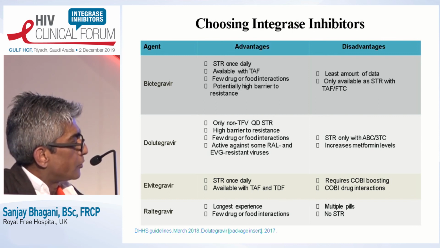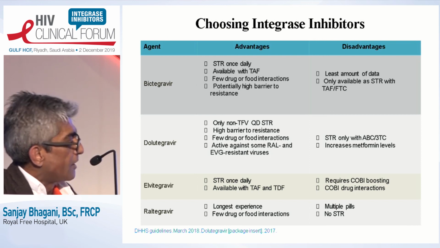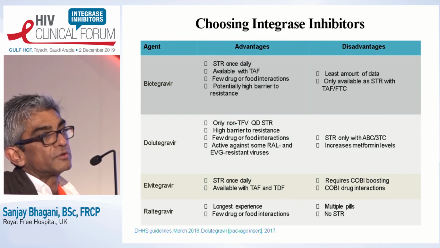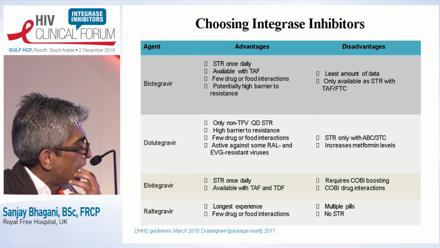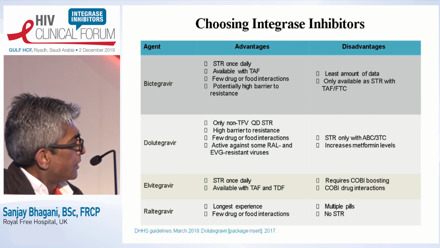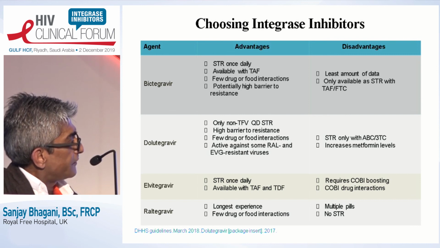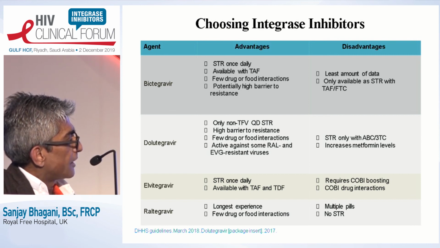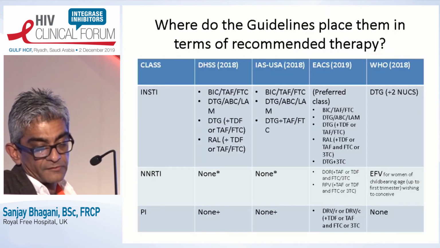Raltegravir we probably have the longest experience with, has the fewest drug or food interactions, but is only available in multiple pills. In other words, even the 1200 is 2 600 milligram tablets, so there's no single tablet regimen with raltegravir. Dolutegravir, there is a single tablet regimen combined with abacavir and 3TC, has a high barrier to resistance and is active against some raltegravir and elvitegravir resistant viruses.